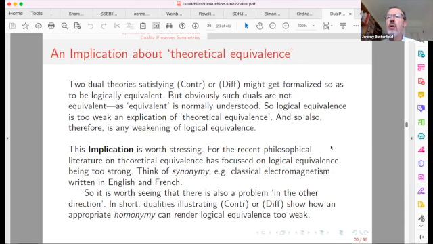Shall I march on, because it's getting late? My understanding is that we have about half an hour altogether from now. Kind of, yes.